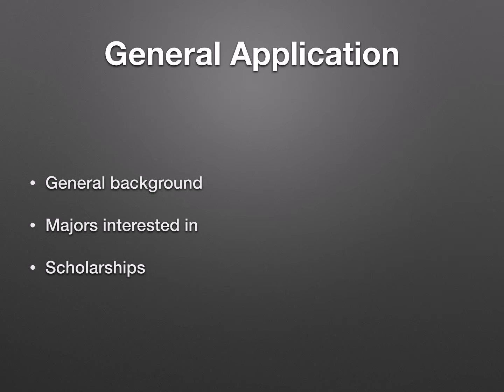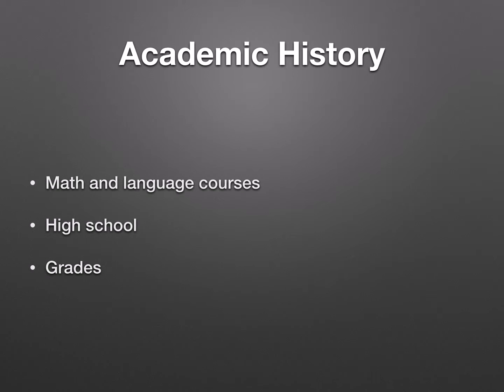Then they're going to go on to ask you your majors that you're interested in. And then if you want to apply for scholarships, again, they're going to ask you your background, your academic interest, and your career options. After that, they're going to move on to your academic history.